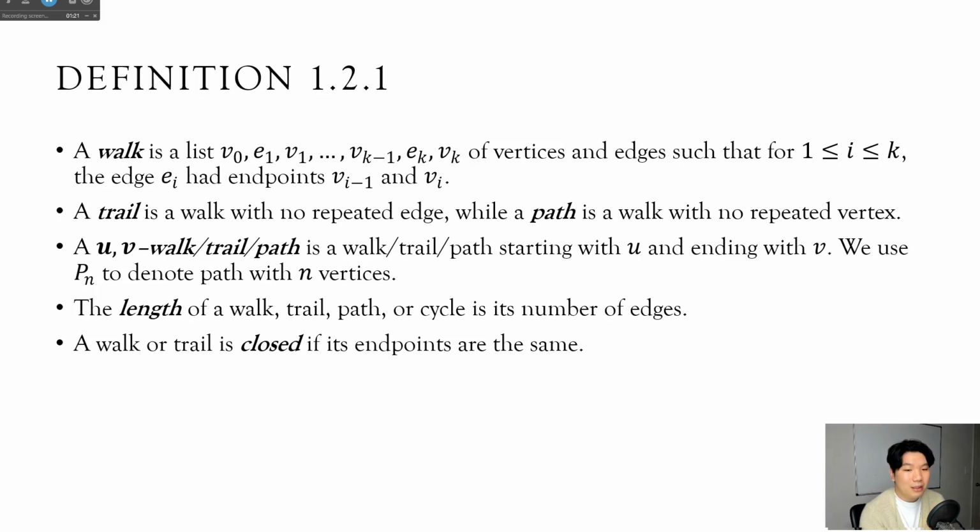The length of a walk, trail, or path, or even a cycle, is its number of edges. In particular, if my walk or trail is closed, then that means that the endpoints are the same. In other words, if I have a UV walk or trail, that means the U and V are the same point. I start and end at the same place. So to really get a grasp on this, let's go ahead and pull up our Königsberg City graph.